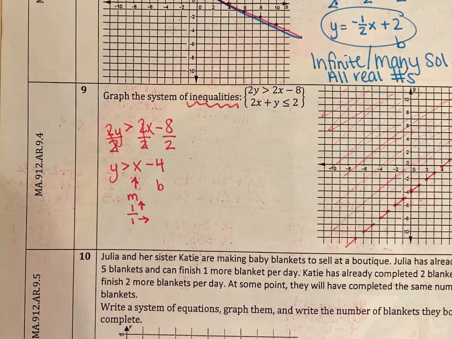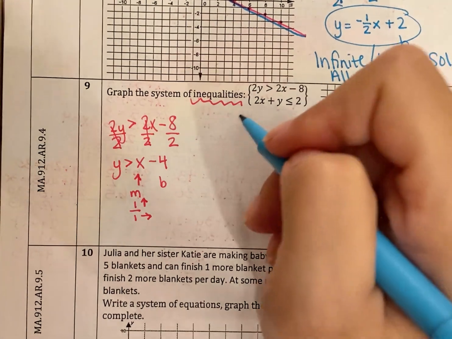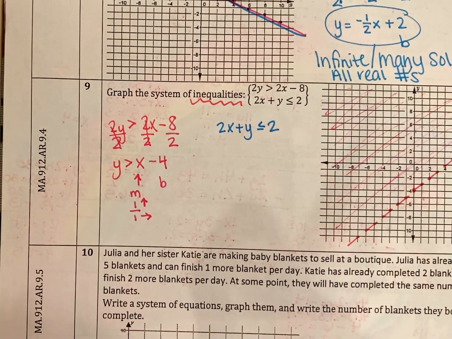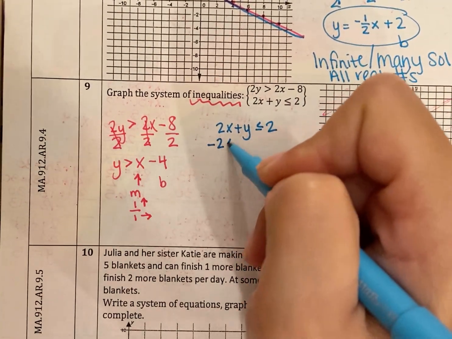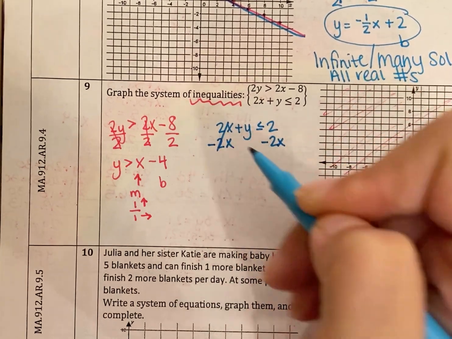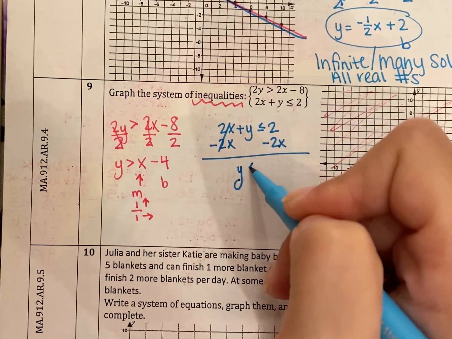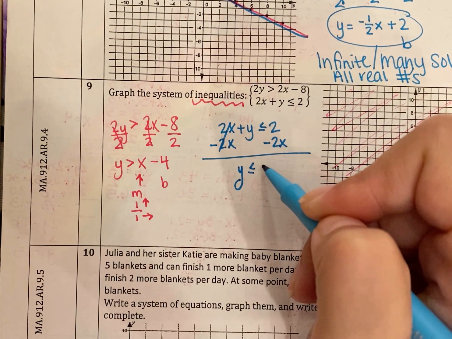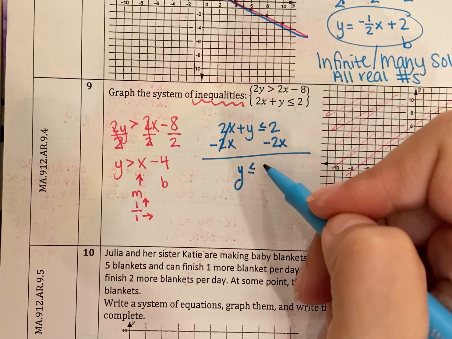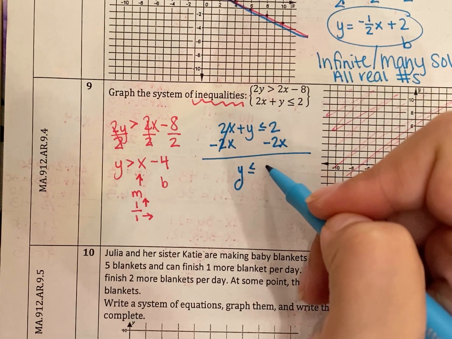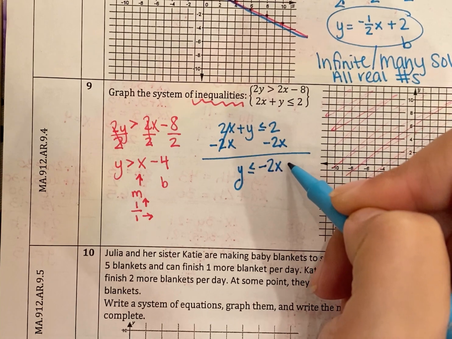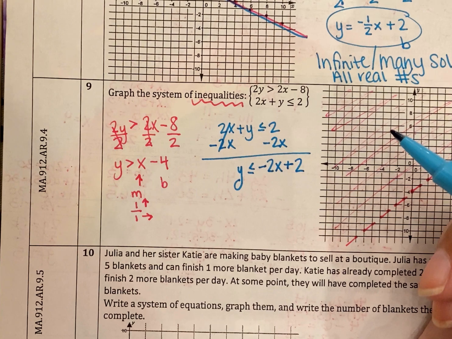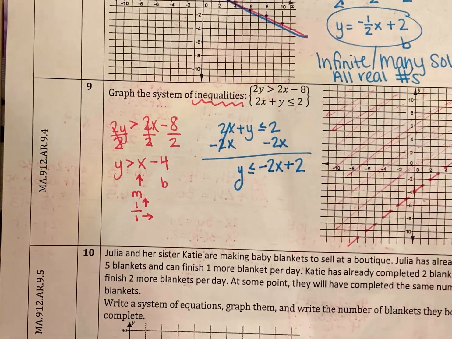Now I'm going to do the same thing for the other equation. The other equation is 2x plus y is less than or equal to 2. I have to isolate the y, so I'm going to move 2x to the other side. So I have y is less than or equal to negative 2x plus 2.